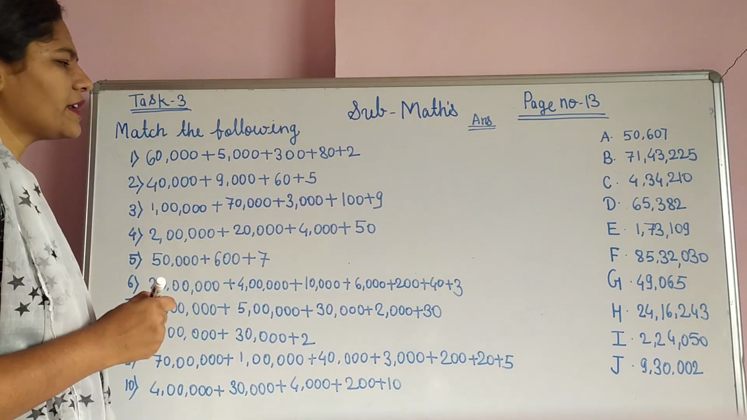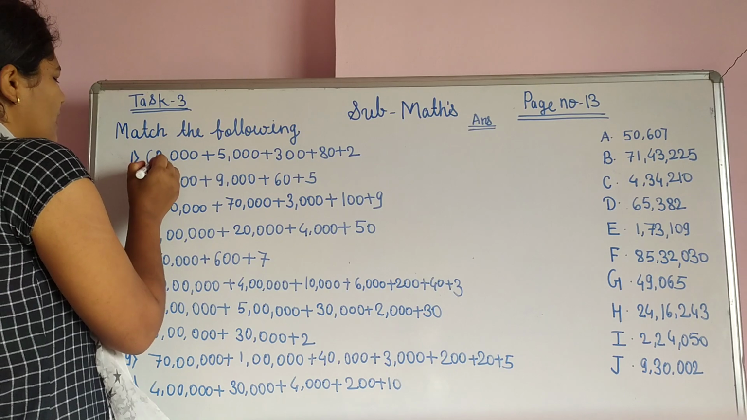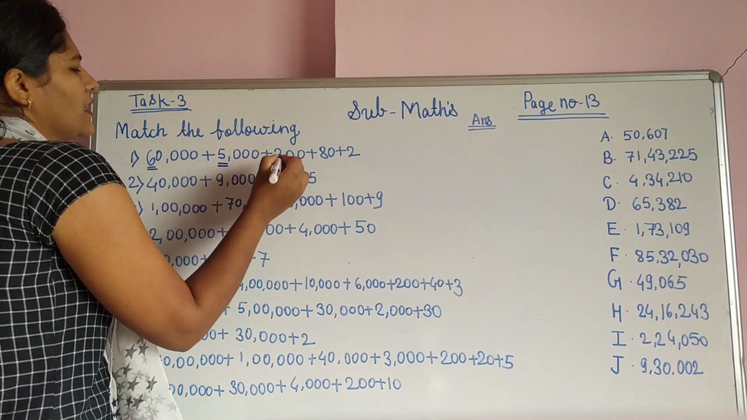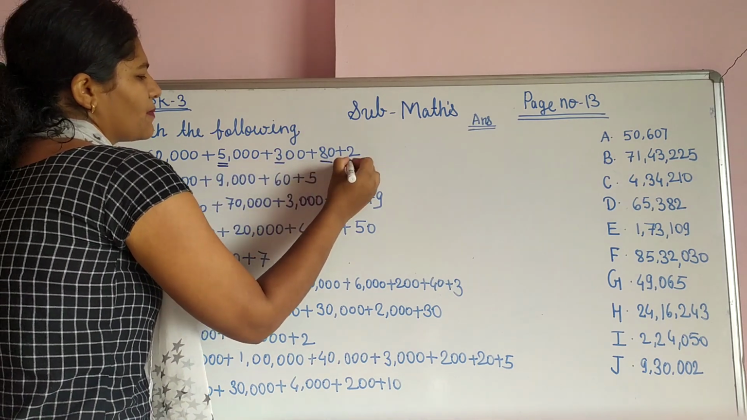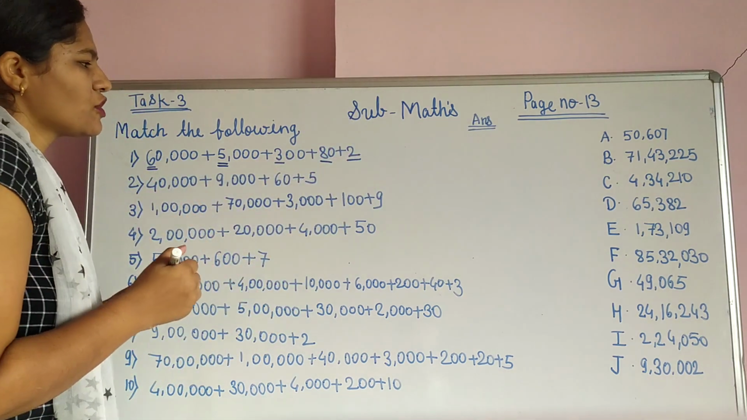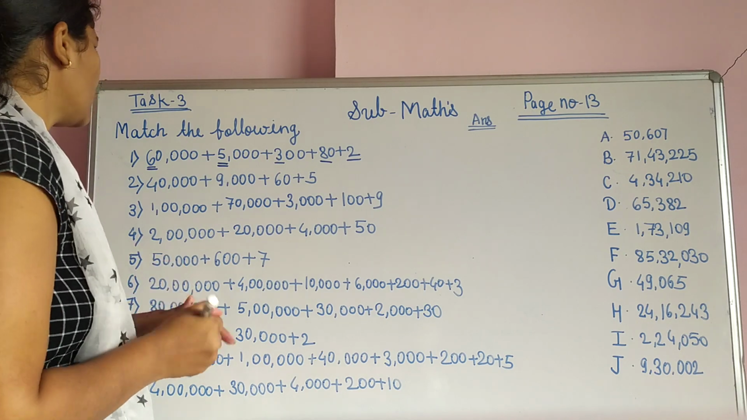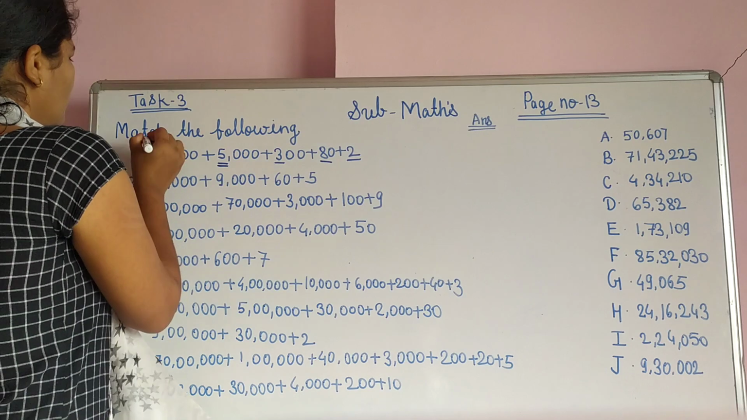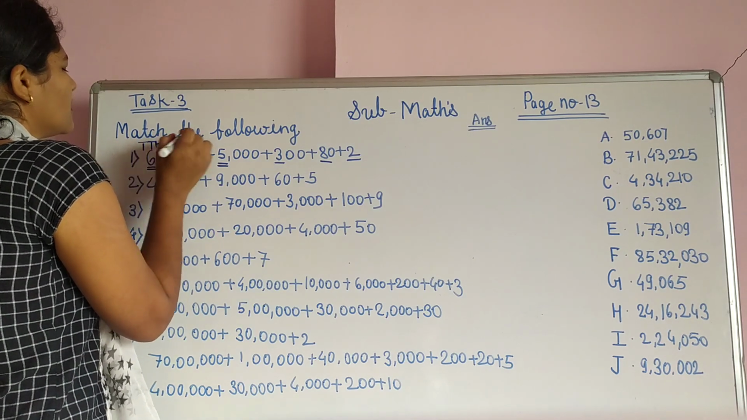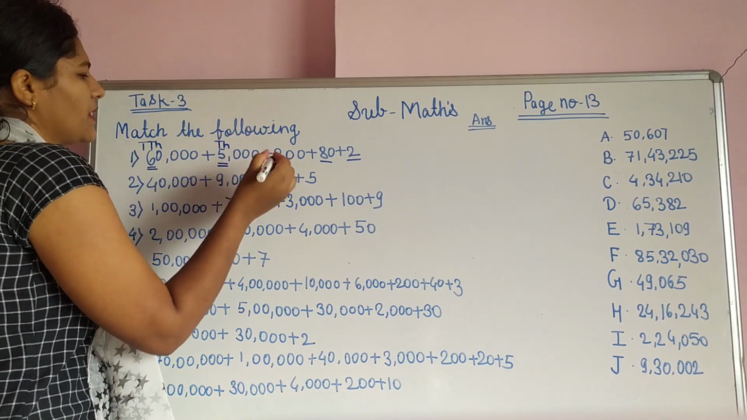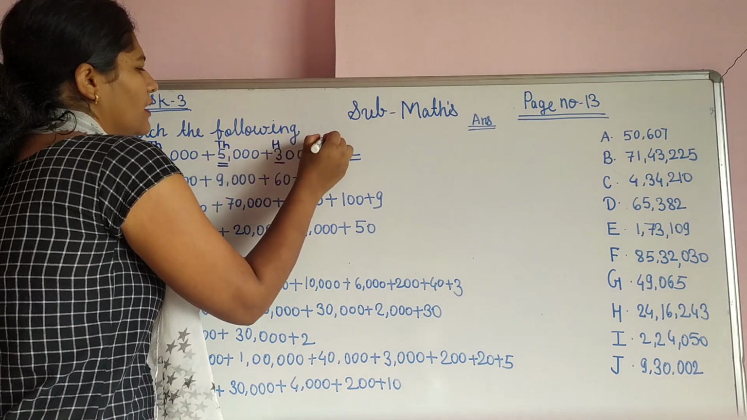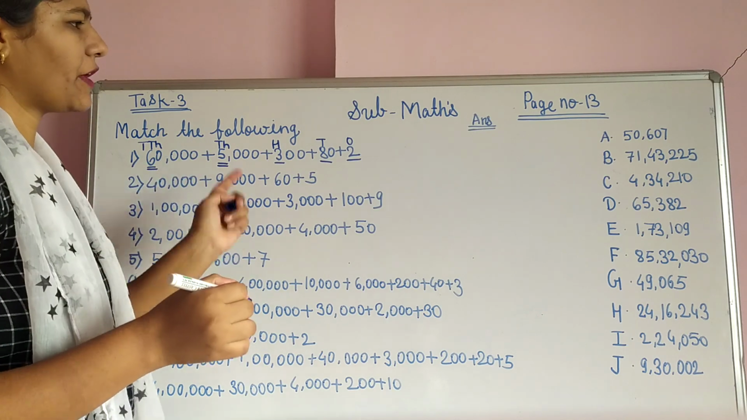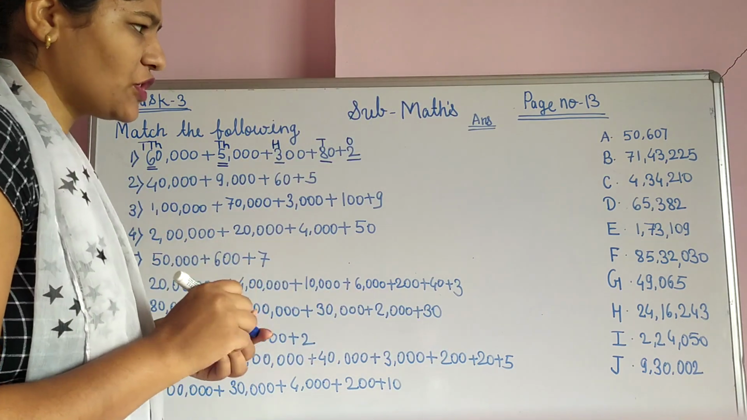So student, here see, which place is this? It is the 10,000 place. This is the 1,000 place. This is the 100 place, tens place and ones place. So we want which number on the 1,000 place? 6 on the 10,000 place, 5 on the 1,000 place. So like this we have to find the number from that column. So which number is that?